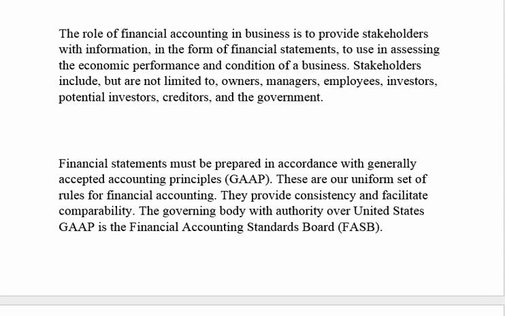The financial statements must be prepared in accordance with generally accepted accounting principles. Our acronym there, we call that GAAP. And these are our uniform set of rules for financial accounting in the United States. Or we'd say U.S. GAAP, or generally accepted accounting principles.